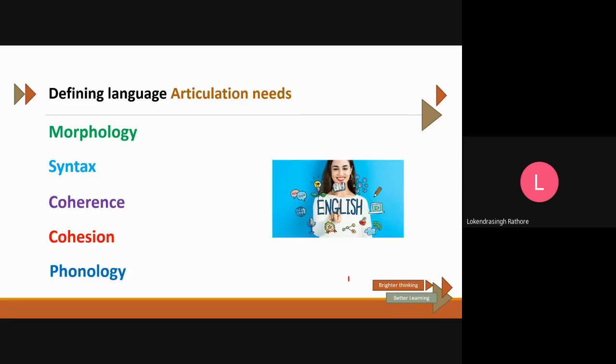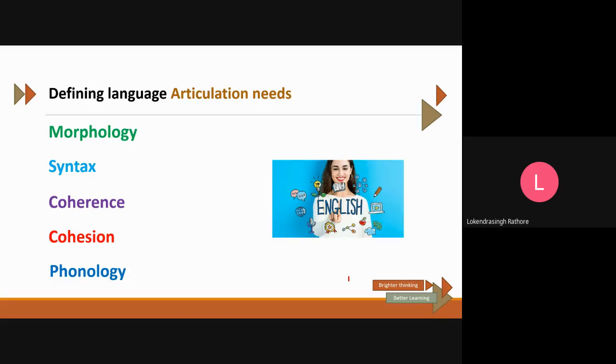Coherence and cohesion. See, whenever you're writing content, whenever you are building up content, you always need to follow a flow. You need to write things, you need to speak things in a flow so that it is easy and convenient for the listener or the reader. And that is made possible by coherence and cohesion. If you have right knowledge about that, trust me, your reader or your listener is always going to get the right meaning out of the content which you are presenting.